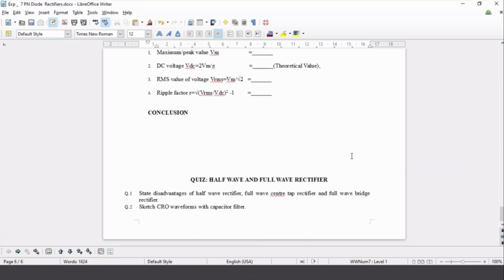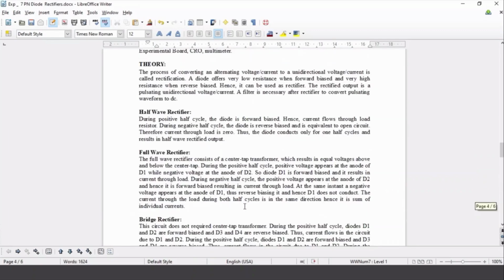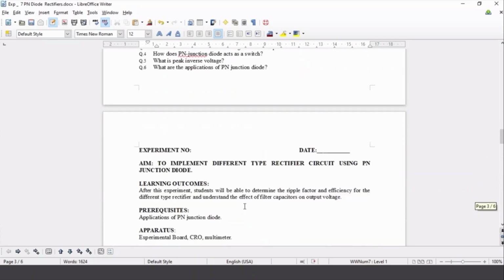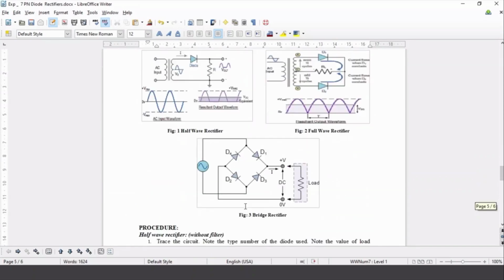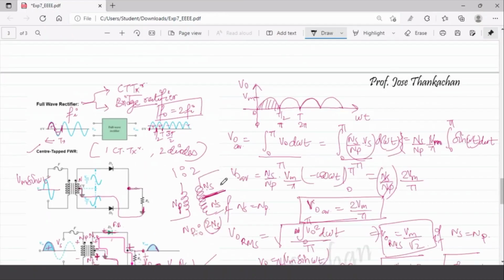And then you have to write down the conclusion and 2 quiz questions. So this is a rather simple experiment number 7, both A part and B part. For A part, we don't have any experimental thing. For B part, that means these rectifier circuits, half wave, full wave, as well as full wave bridge rectifier, we have experimental videos which I will share with you on the Google Drive folder.